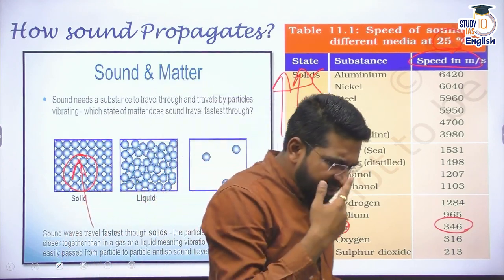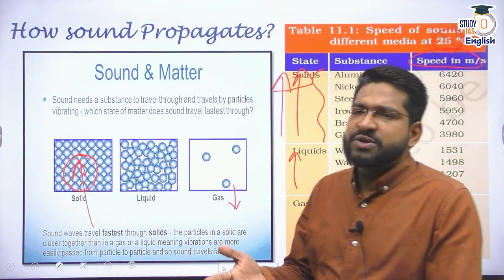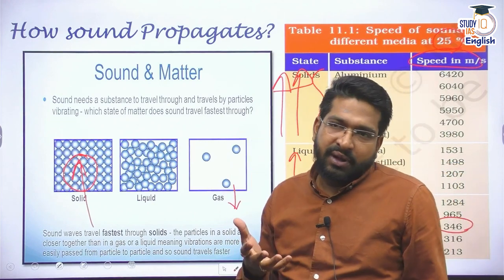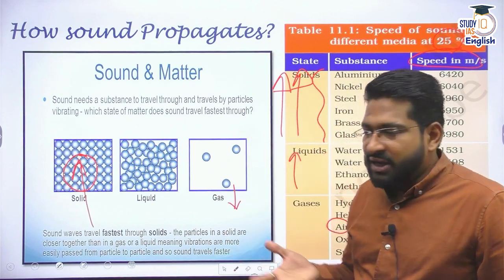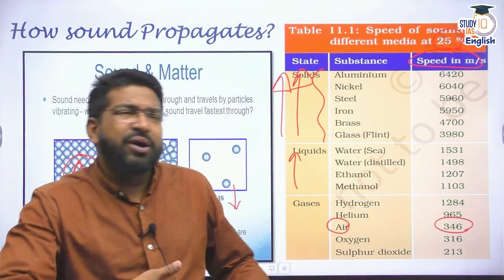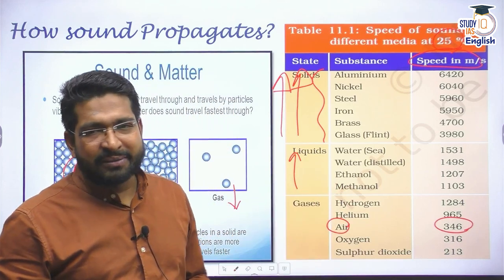A simple MCQ can be created: the speed of sound is maximum in which medium, or maximum among which of these. Say I give options as copper, argon, water, and none of the above, or in all it is equal. Four options can be created. Some questions like that can be made.